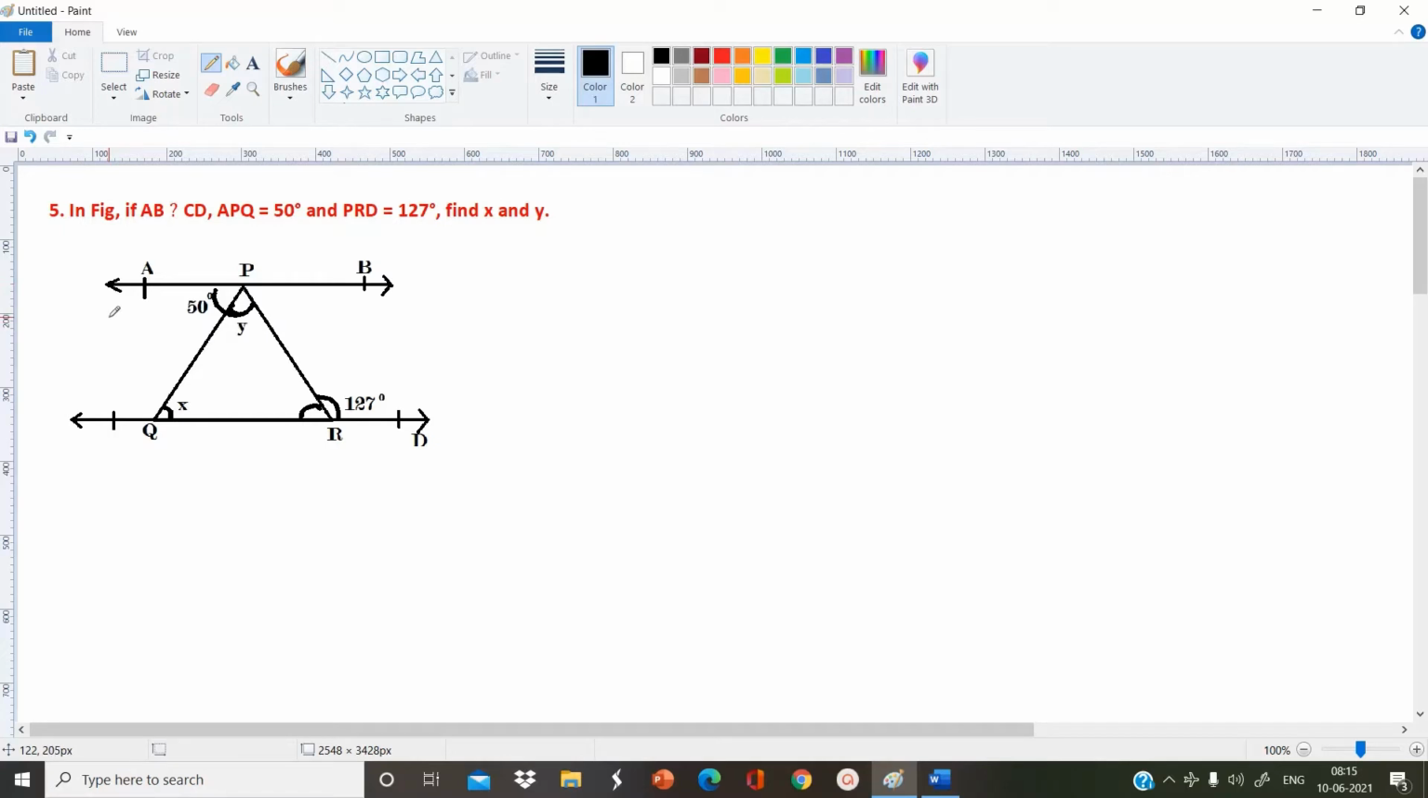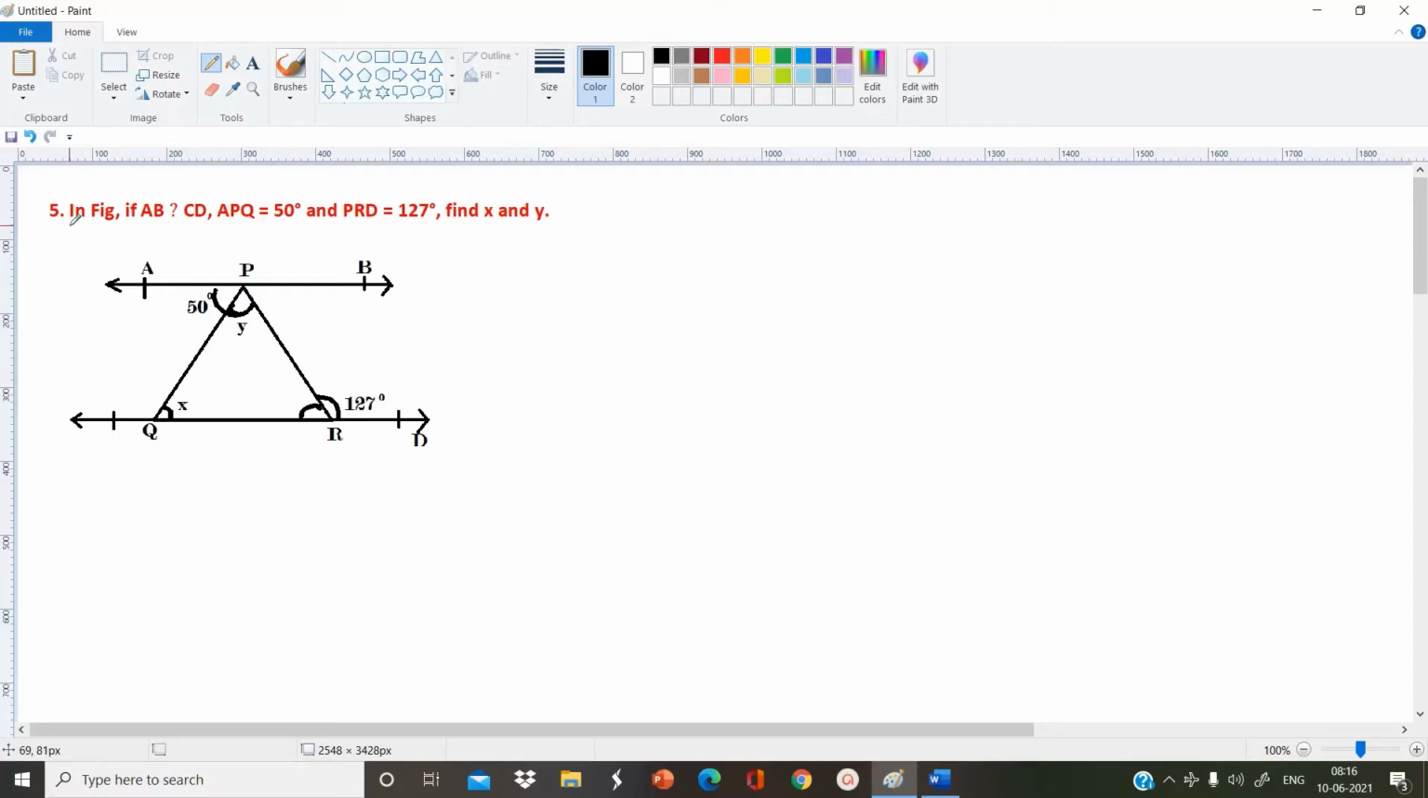So dear children, we learned yesterday, that means in the previous class, lines and angles, exercise 6.2, fourth question. Now we are going to learn about the fifth question. So the question is given. What is the question? Once look at the question.